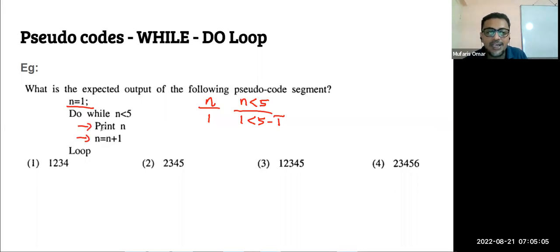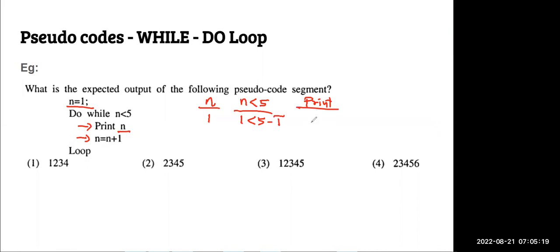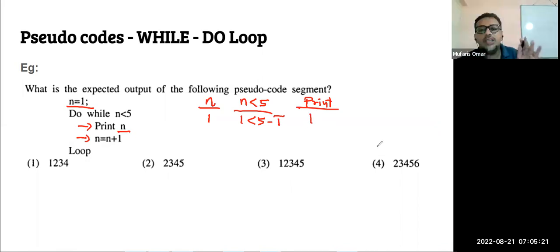Okay, what do you have? Print. What does print mean? It's like printing to the screen. So on the screen, what will you see? n. What is the value of n the first time? Zuhra, what is the value of n here? 1. So initially you will see 1.